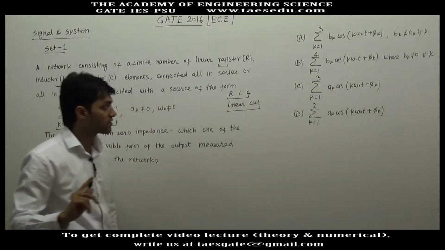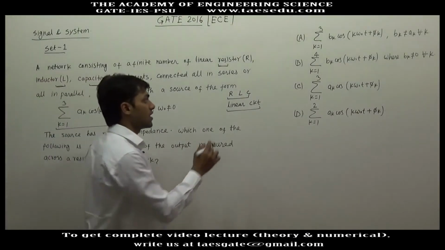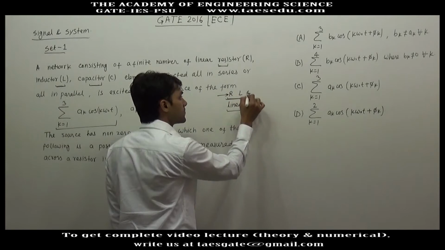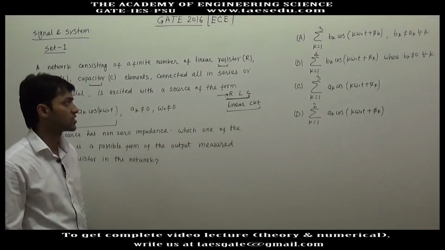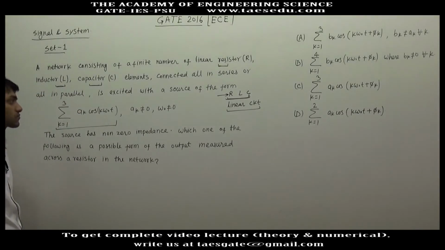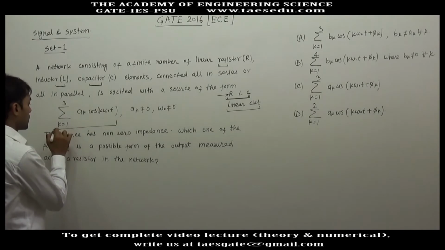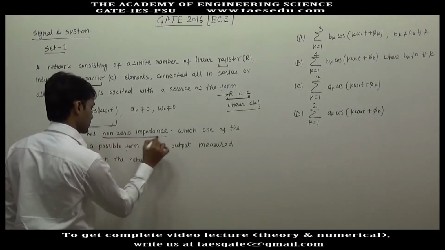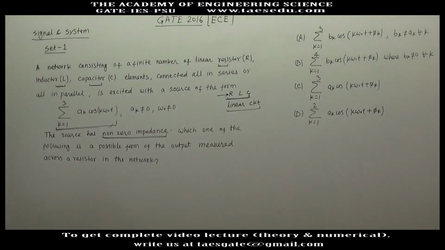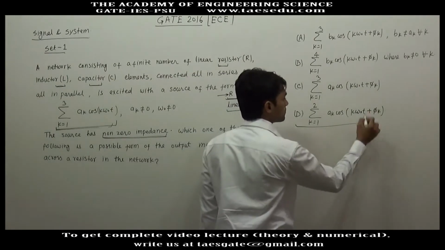If the circuit is free from any switches, no switches are involved, and the circuit is an RLC circuit, that circuit will behave as a linear circuit. We can apply the superposition theorem to that circuit. Okay. And this circuit is connected to a source which has non-zero impedance. So we have to find out the form of output. We are given 4 options.